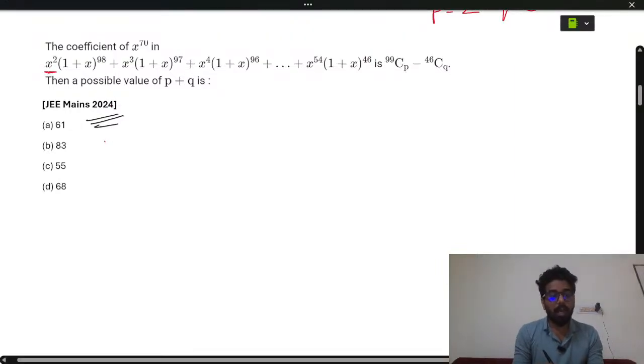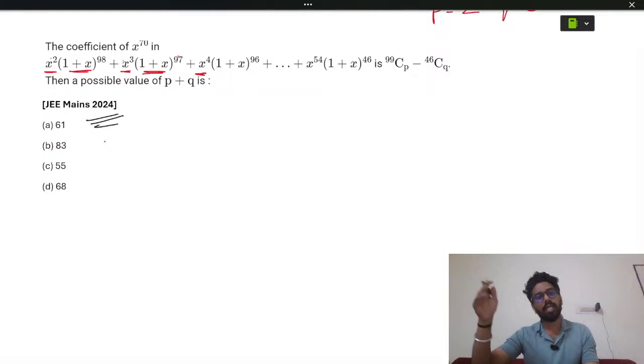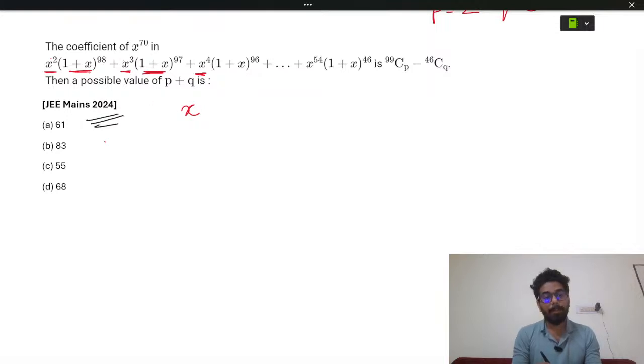Now x square (1 plus x) power 98, x cube (1 plus x) power 97. Let's observe. X square, x cube, x power 4, x power 5 and so on till x power 54. That means we are multiplying by x. (1 plus x) power 98, (1 plus x) power 97, (1 plus x) power 96 means we are dividing by (1 plus x). That means each and every term is multiplied by the fixed ratio.